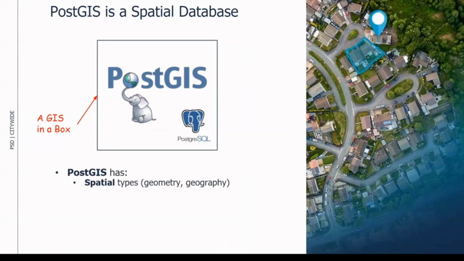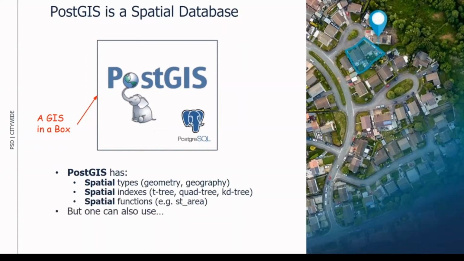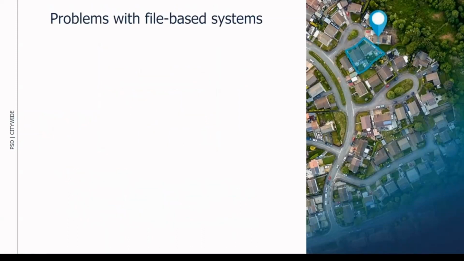PostGIS has specific spatial types like geometry and geography. It has custom spatial indexes for spatial data. It has spatial functions, a list of these that really gives you access to every single tool that you would normally use within a desktop environment. But one can also use all of the Postgres types, indexes, and functions.